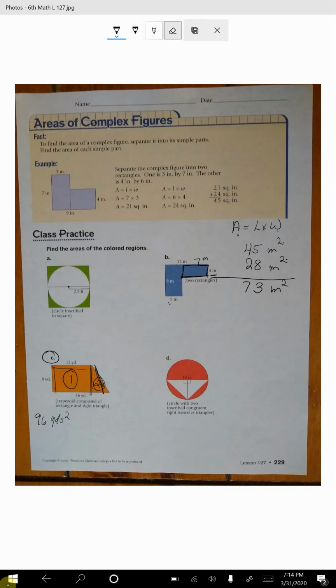Now, for the triangle part, we're going to do like we did up here. So if they give us the whole thing as 16, and then this part is 12, let's subtract the 12 out. 16 minus 12. So we know the base of our triangle is 4. The height of our triangle is the same as our rectangle. It's 8.